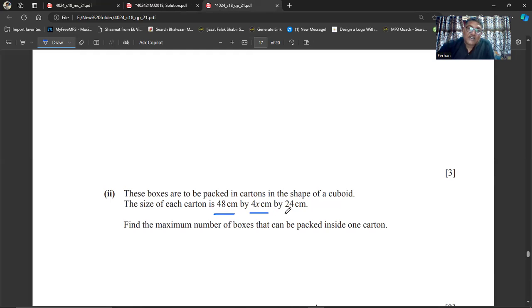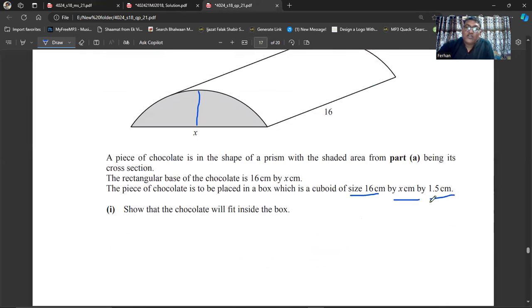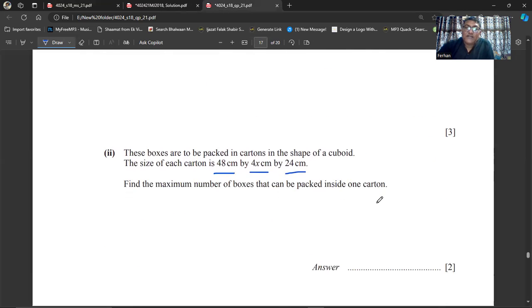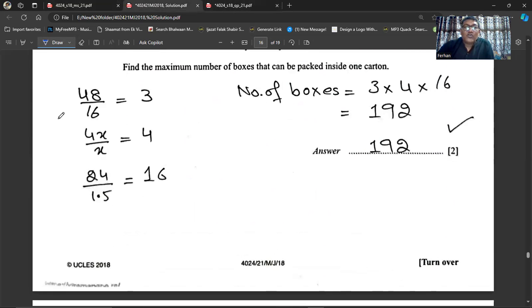And the height of this carton is 24. The height of your box is 1.5. So 24 divided by 1.5, you can tell how many. So lengthwise, you can put 3 boxes. Widthwise, you can put 4 boxes. And heightwise, you can put 16 layers. So in one layer there will be 12, and in 16 layers there will be 3 multiply 4 multiply 16. That is 192. So in that carton, you can put 192 such boxes.